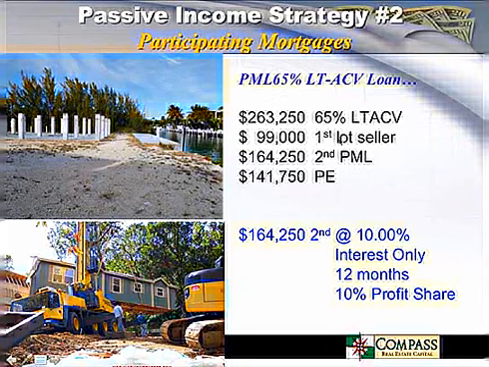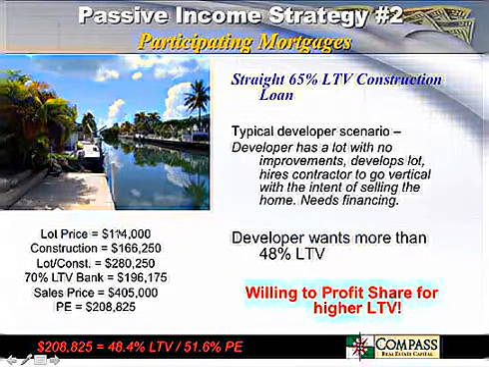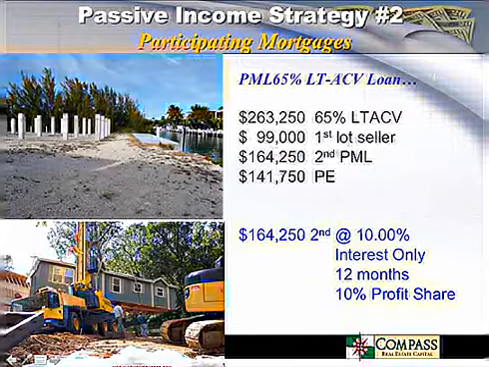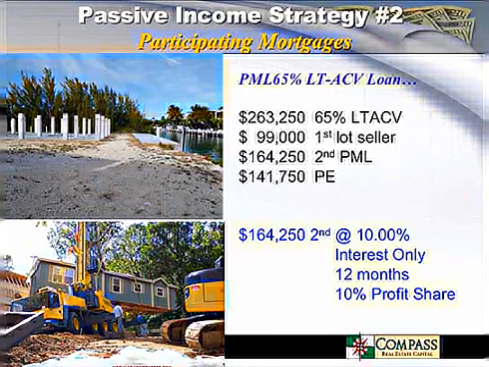Now, in this particular case, we were able to buy this lot, this waterfront, canal front lot, and we got the owner to carry back a first. So the person that sold us the lot, the seller, we had him carry back a first of $99,000. And again, if you remember, we paid $114,000 for the lot. So basically, we put $15,000 down. The owner carried back a $99,000 first mortgage. So what we're looking for is the difference between the 99 and the 263, which is 164,250. So we approach a private money lender and say, look, we have a lot that we are building.